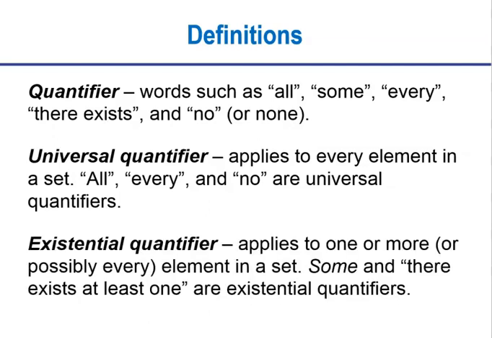The other one is called an existential quantifier. And that really applies to not all, but some. For example, there exists at least one, or some. Let's stick with that. Those are the most popular.